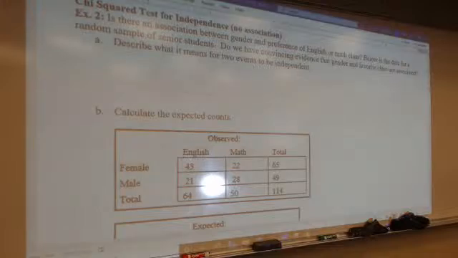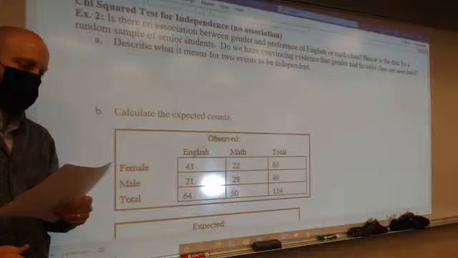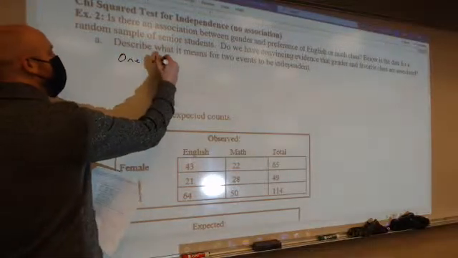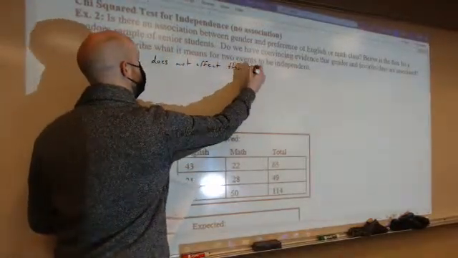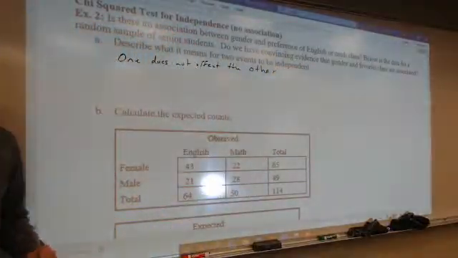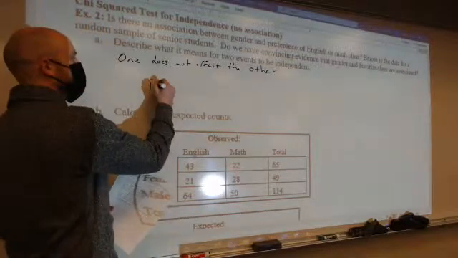Describe what it means for two events to be independent. Okay? It means that knowing if an event occurs does not change the probability of another event occurring. One does not affect the other. Okay, so basically in a nutshell, two events are independent if one does not affect the other. And we say that probability-wise, formula-wise, is like this.